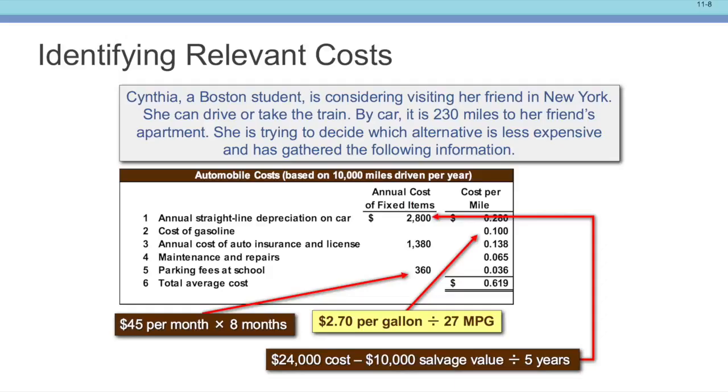The annual straight line depreciation of the car is $2,800. That's $24,000 cost minus $10,000 salvage divided by 5 years. Her cost of gasoline is $2.70 per gallon divided by 27 miles per gallon. $45 per month times 6 months is her parking fee at school. The other costs thrown in here are the annual cost of auto insurance and license, and maintenance and repairs, for a total average cost. Now, as you can see, all of these are not relevant to this decision. They're absolutely relevant to Cynthia, but they're not relevant to this decision.